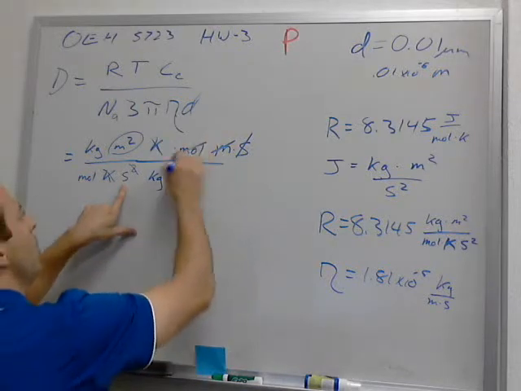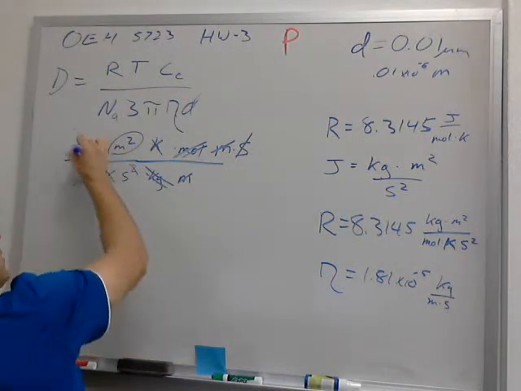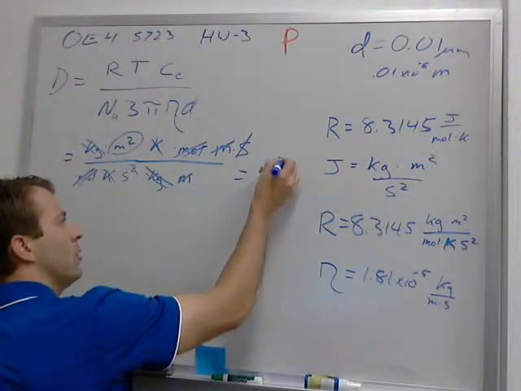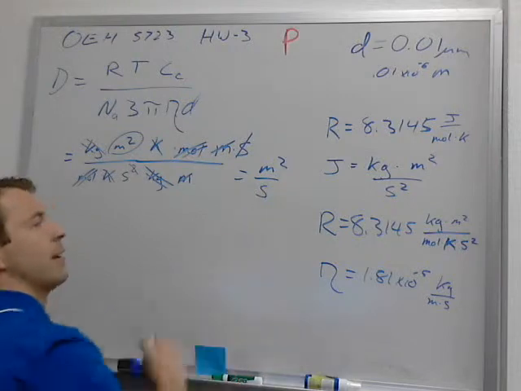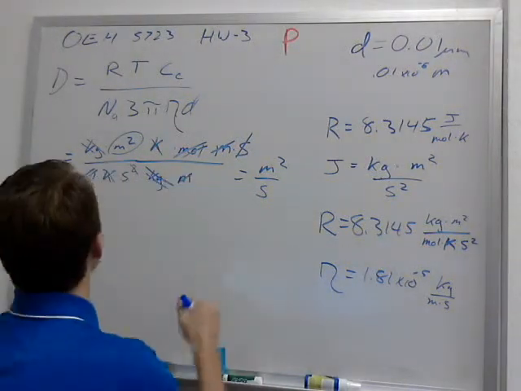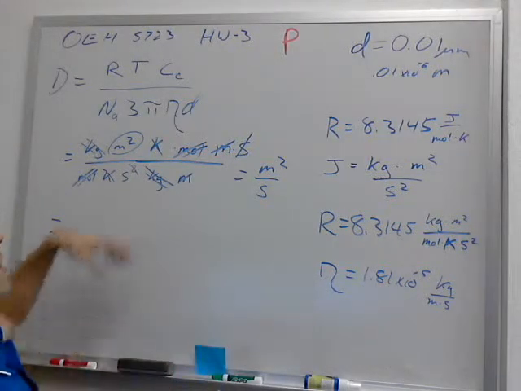Anyways, we have moles canceling, and then we have kilograms canceling. And what do you know? We have meters squared per second. Yes, we did it. All right, so now we can plug in our numbers and know that they're going to work out correctly.